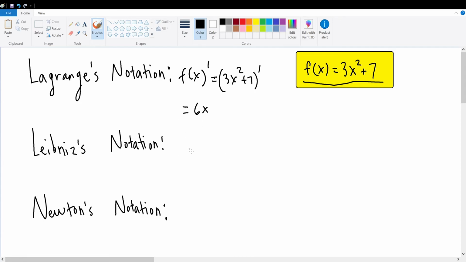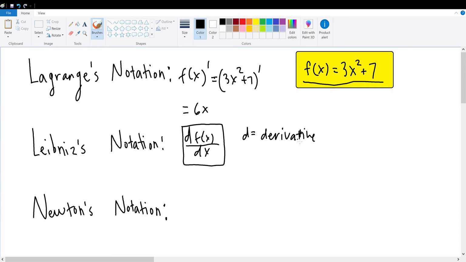Then there is Leibniz's notation, which is kind of confusing to understand and difficult to manage in single variable calculus, but will get especially useful in multivariable calculus. That is d of f of x over d of x. And all this d symbol is telling us is that it simplifies to be the derivative. That's all it's telling us.